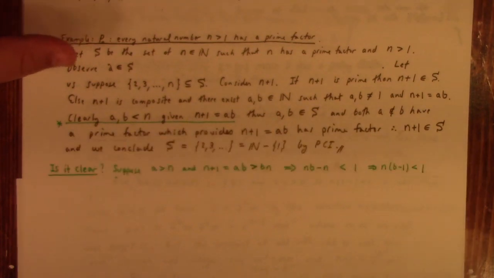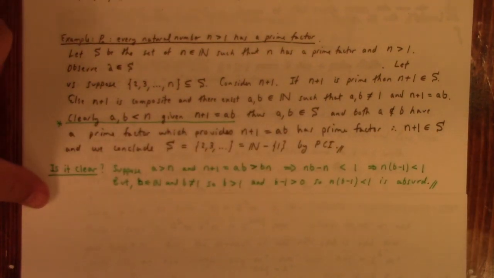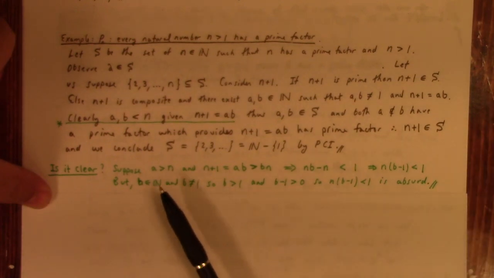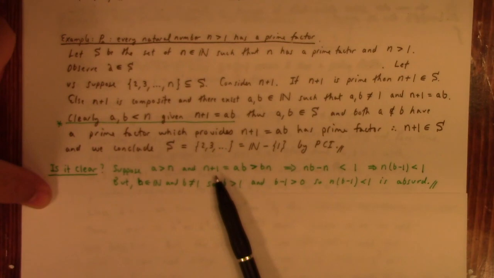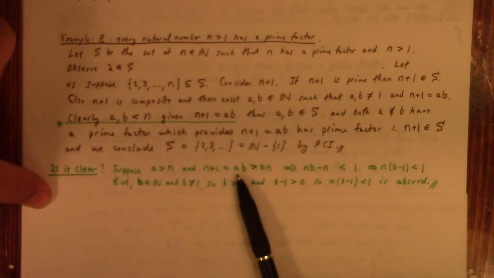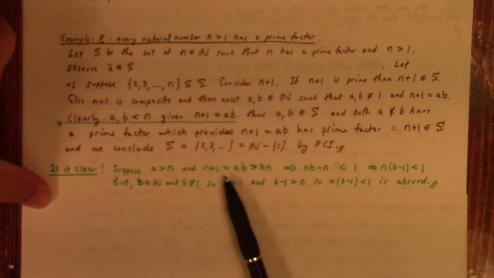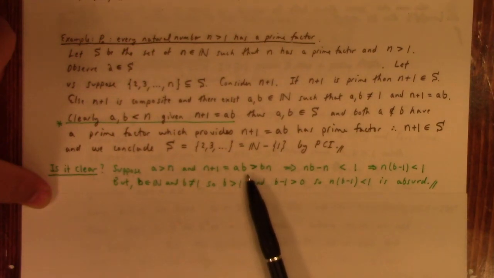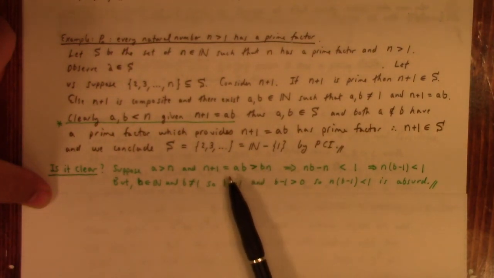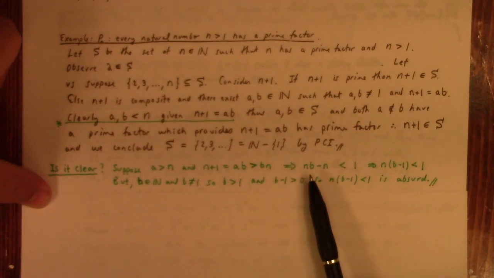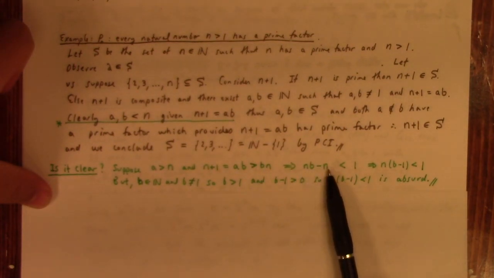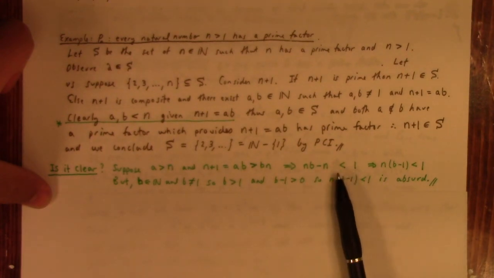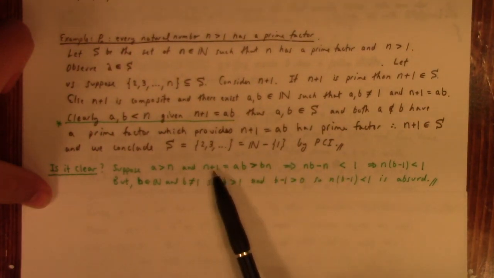Now, I said clearly. Well, is it clear? I guess a little bit, but here are the details. Suppose a is greater than n. Then n plus 1 equals ab, by our construction, and that's greater than bn, because remember a is greater than n, and that implies that nb minus n is less than 1.